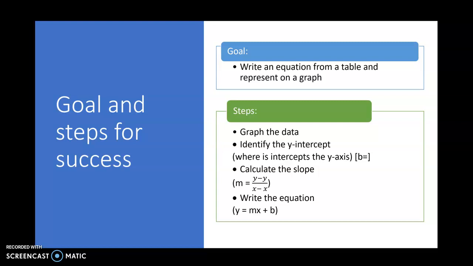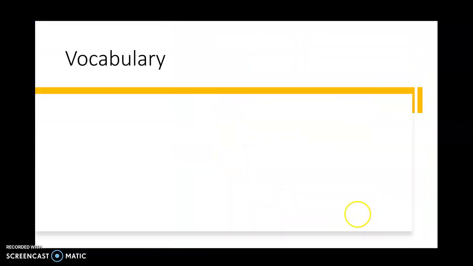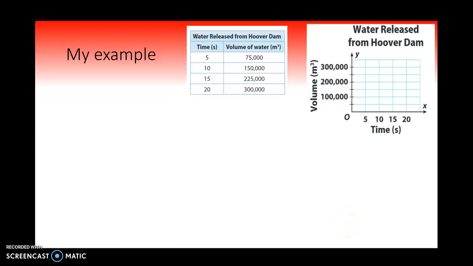We're going to be writing an equation from a table and being able to represent it on a graph. So we're going to graph the data from the table, then we're going to write an equation after that. Okay? So here's my example. So I'm going to graph these.